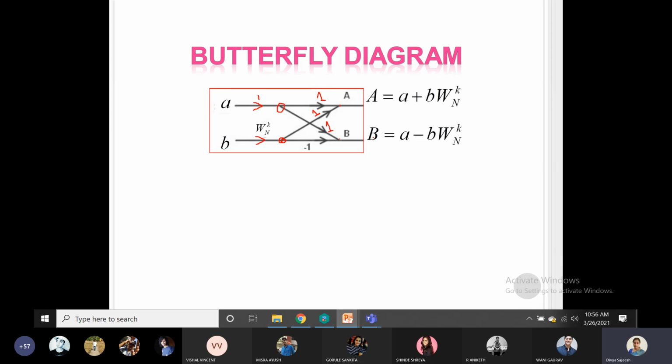So this way we will keep many butterfly diagrams to obtain the DFT. So this is what is happening in the basic diagram. Depending upon the inputs, your output will change, and you need to see the magnitude of each branch. So here the input B will be multiplied with the twiddle factor W_N^K, and on the next branch there will be a minus 1.